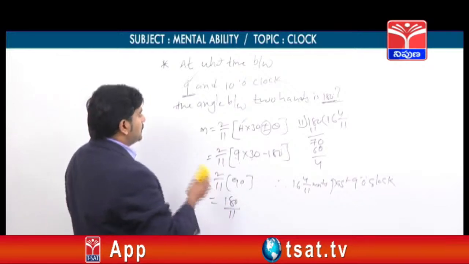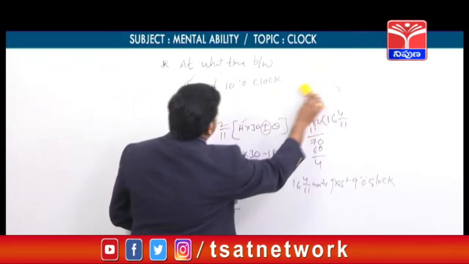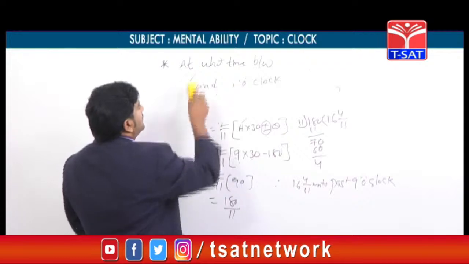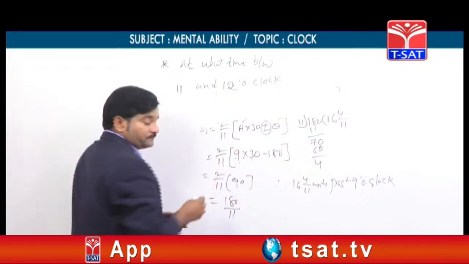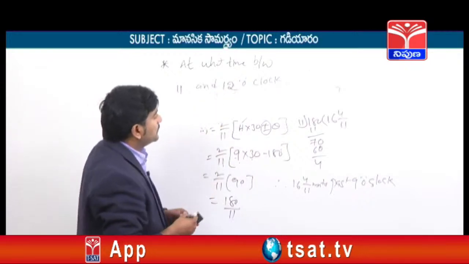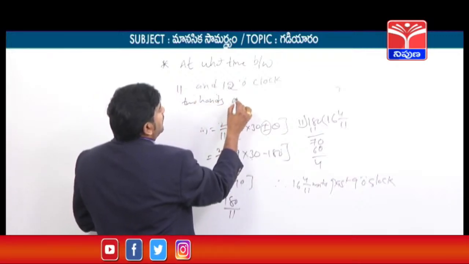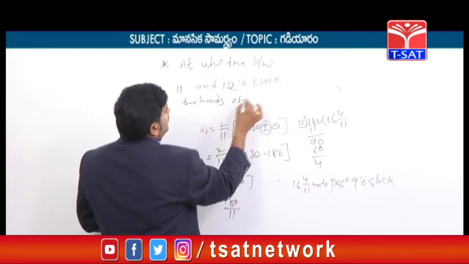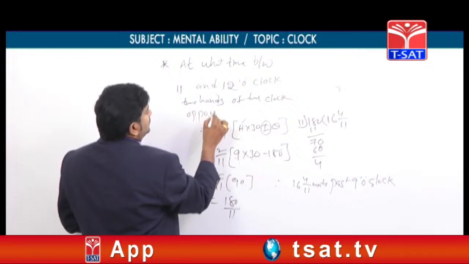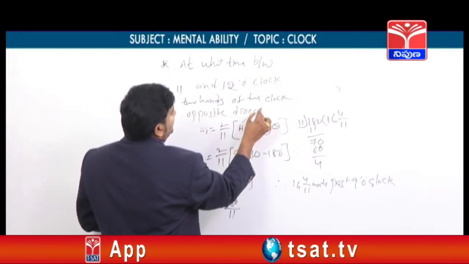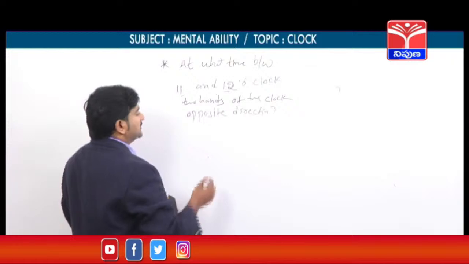Now let's take one more problem based on this. On opposite hands, instead of saying angle between, he may mention it like this also. For example, at what time between 11 and 12 o'clock may the two hands of the clock be in opposite directions? So the way of asking the question is different, but the concept is the same. Again, we need to focus on that note. Just focus on this simplification.